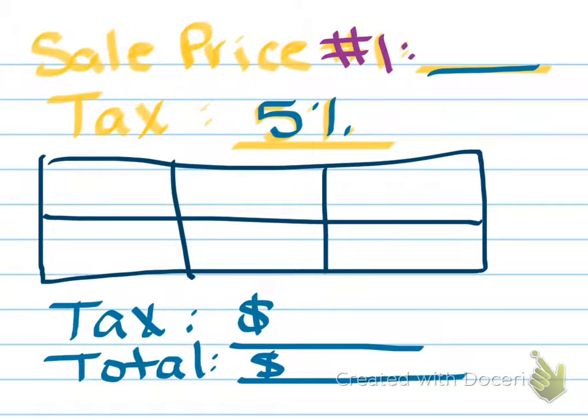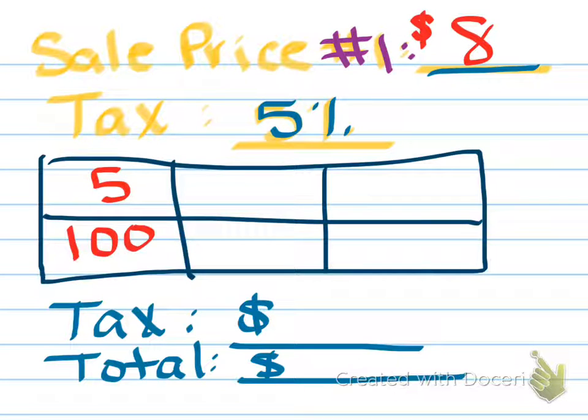I think I messed up. Okay, I'm going to take the sales price from number 1, the first one that I did, and that was $8, and I'm going to figure out the 5% tax. So I'm going to say my percent is 5 over 100, and I'm going to say that my full 100%, if I had to pay 100% sales tax, I'd be paying an extra $8.